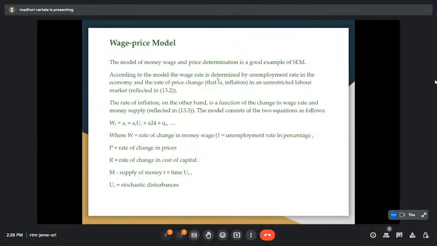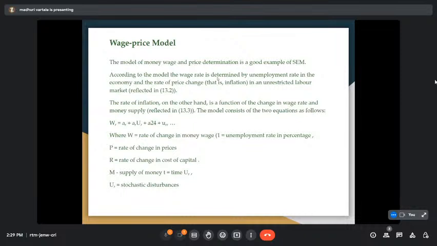The rate of inflation, on the other hand, is a function of the change in wage rates and money supply. So the model consists of two equations as follows: W equals A plus A U plus A 24 plus A U, that is the stochastic disturbances. M stands for the supply of money, T is time, and R is the rate of change in the cost of capital.